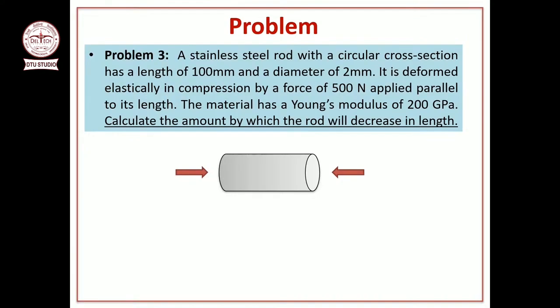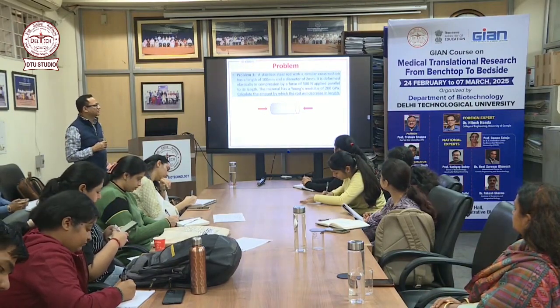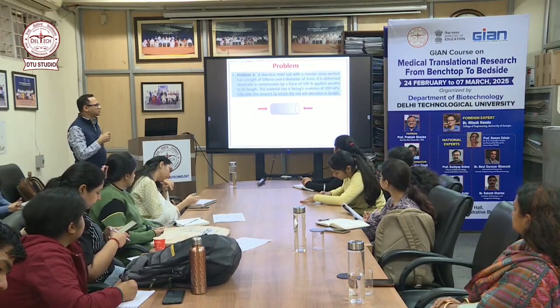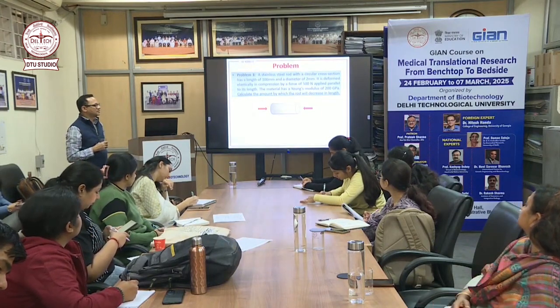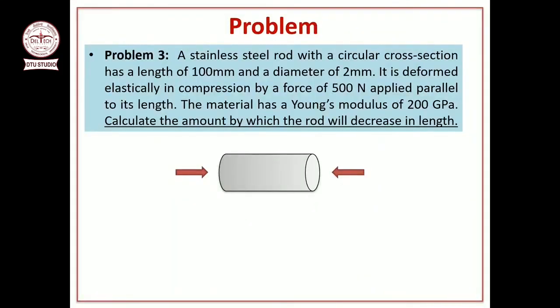So try to solve this problem. We know Young's modulus is stress over strain. We have a value for Young's modulus, 200 gigapascal. Stress is force divided by area. We have force, 500 Newton. We can calculate area because the diameter is given, so pi r square. And then strain is change in length over original length. Original length is given. We just need to calculate change in length. Right? So everything is given in the equation except change in length.